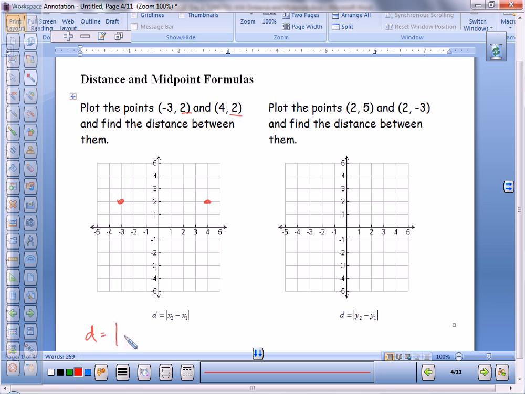So whenever you have the same y's, you can do that and get the distance is the difference in your x's, which in this case is 7. All right? Now this one we have the same x's. So we have one at 2, 5 and one at 2, negative 3. So it's the same idea. The distance between here is just the absolute value of the difference in your y's. If I took the second one minus the first one, the distance is 8 units.